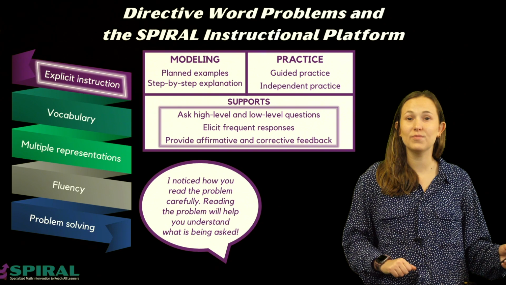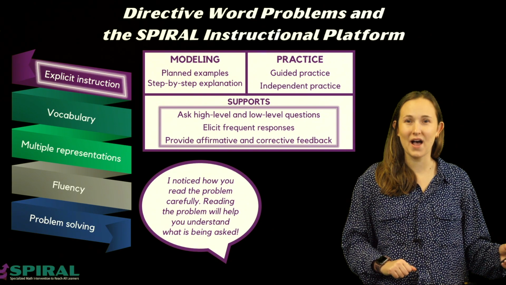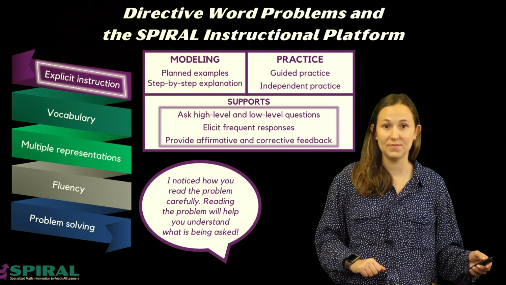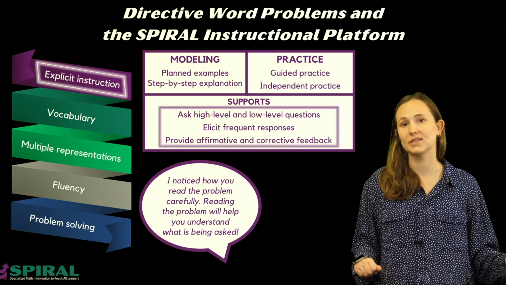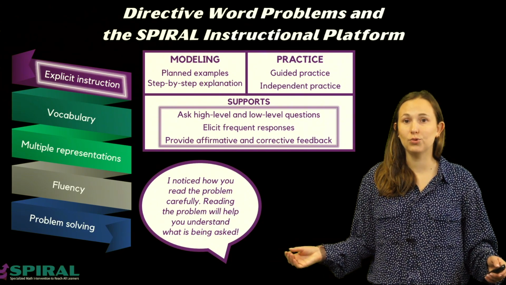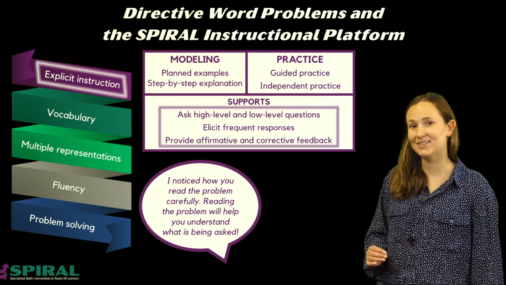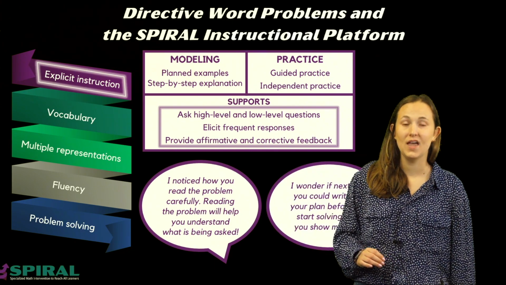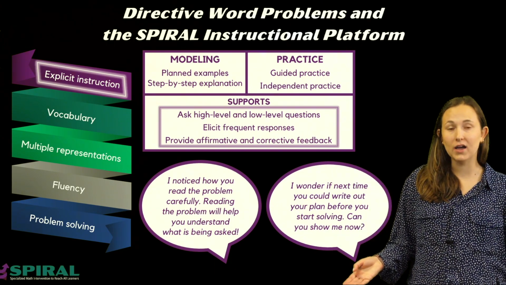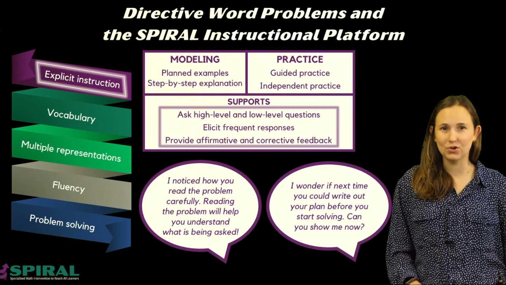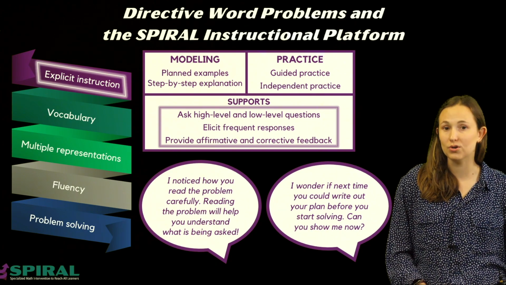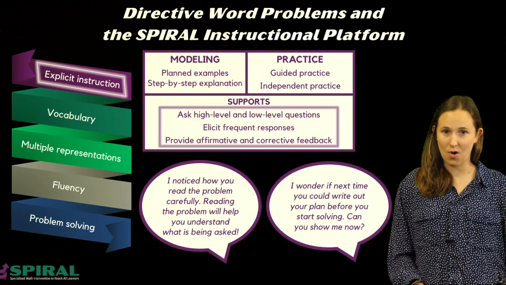And lastly, we have providing affirmative and corrective feedback. So an example of affirmative feedback related to directive word problems could be, I noticed how you read the problem carefully. Reading the problem will help you understand what is being asked. An example of corrective feedback could be, I wonder if next time you could write out your plan before you start solving. Can you show me now?